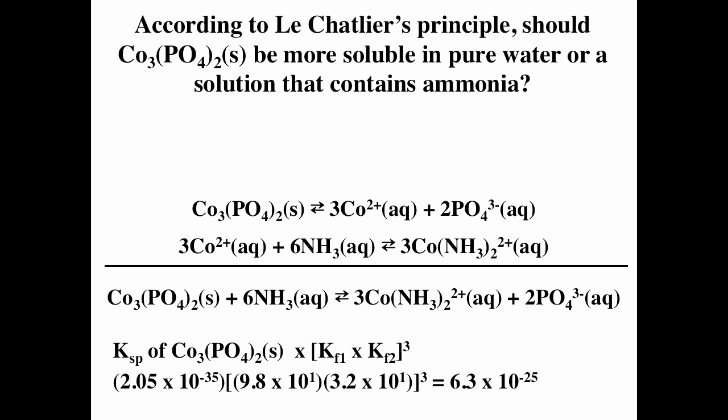And so we can ask ourselves, according to the Le Chatelier principle, should cobalt phosphate be more soluble in pure water or a solution that contains ammonia? Well, we know that if we add ammonia, we're adding a reactant, and so that should push the reaction towards the products. And it should be more soluble in a solution of ammonia, more will dissolve.